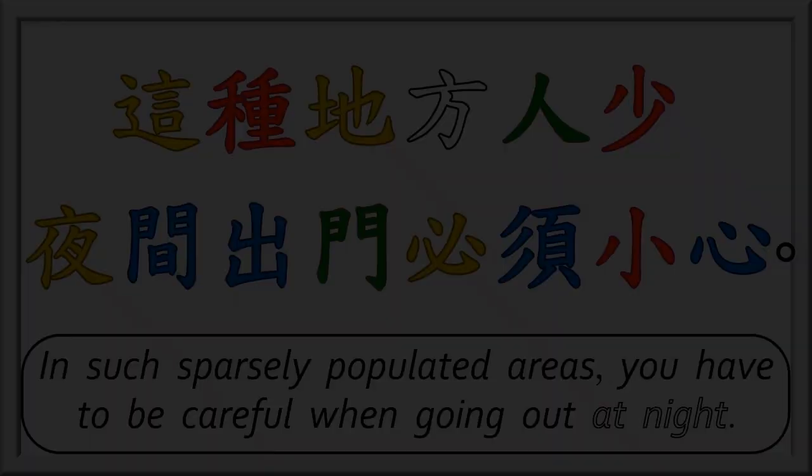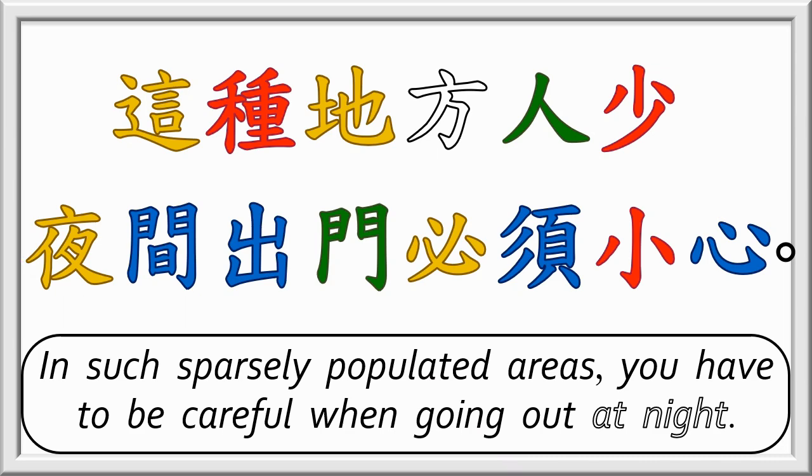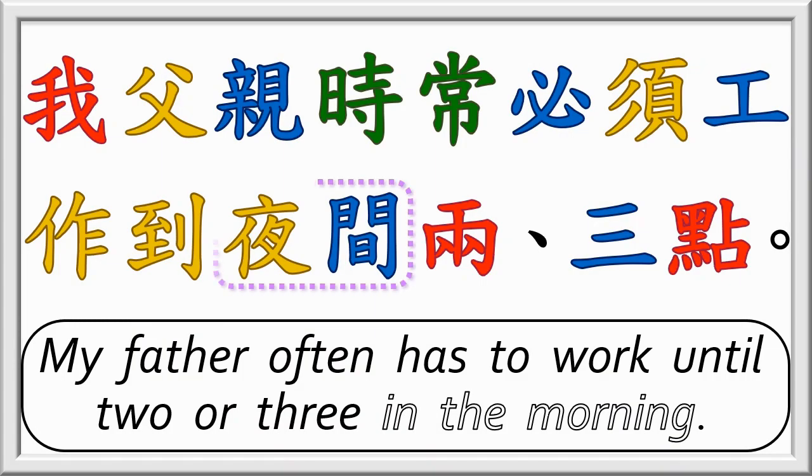夜间 means at night, which may include the wee hours of the morning. 这种地方人少，夜间出门必须小心。In such sparsely populated areas, you have to be careful when going out at night. 我父亲时常需要工作到夜间2、3点。My father often has to work until 2 or 3 in the morning. Notice that English naturally changes night to morning in this example.